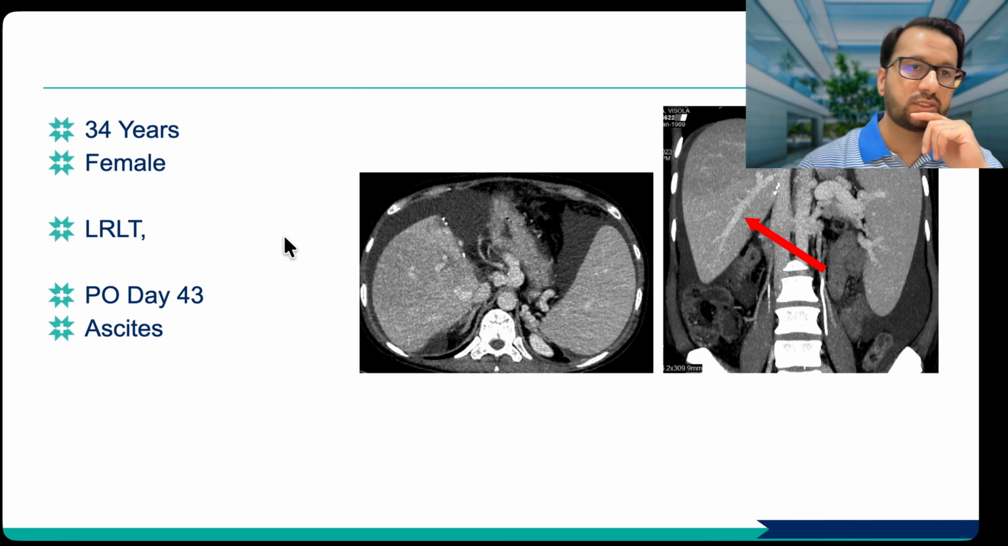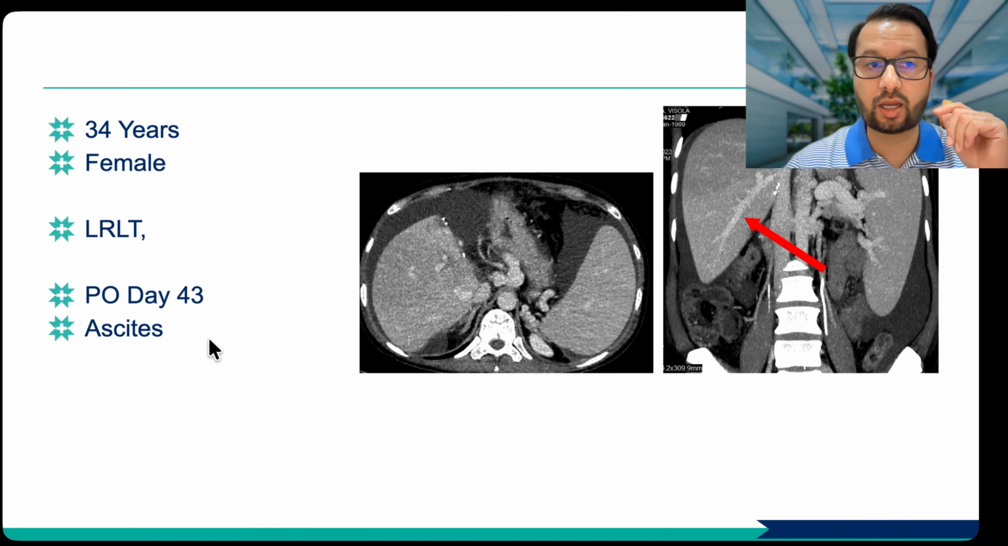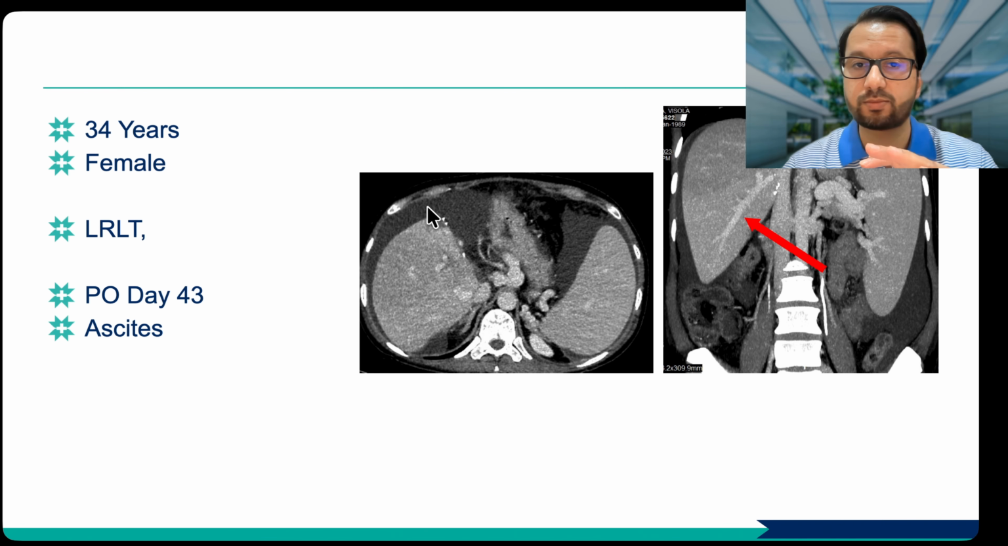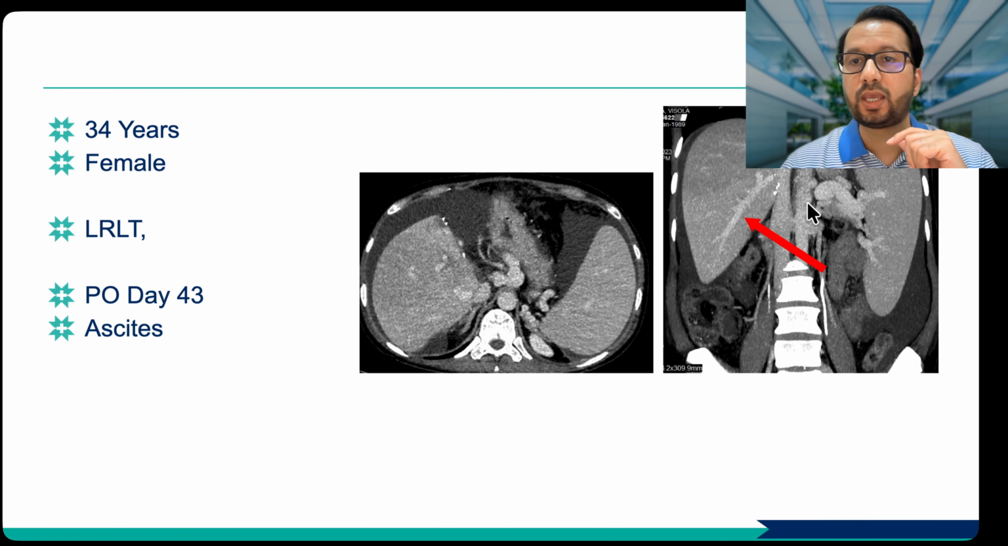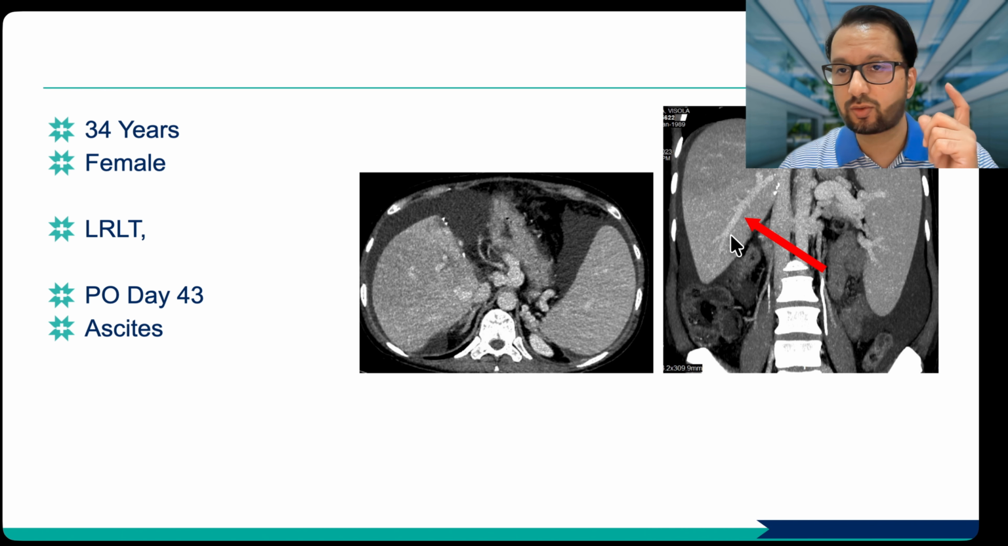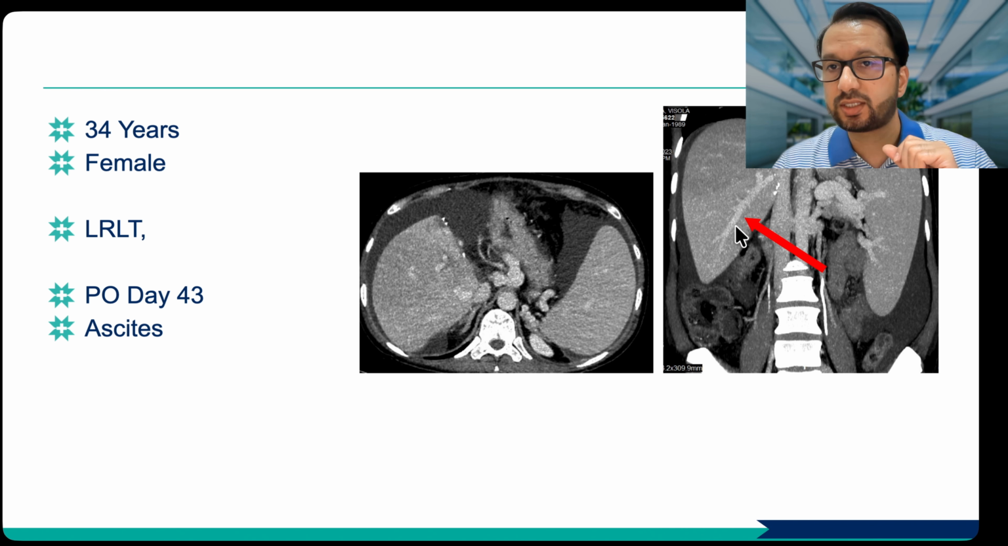Here is a patient who is 34 years female. Even on POD 43, she's making a lot of ascites. We have to drain it continuously, and you can see in these images there is ascites around the liver, around the spleen, and when we see this image in the coronal reformation, we see that there is an IHV which is showing severe stenosis at the ostia level.